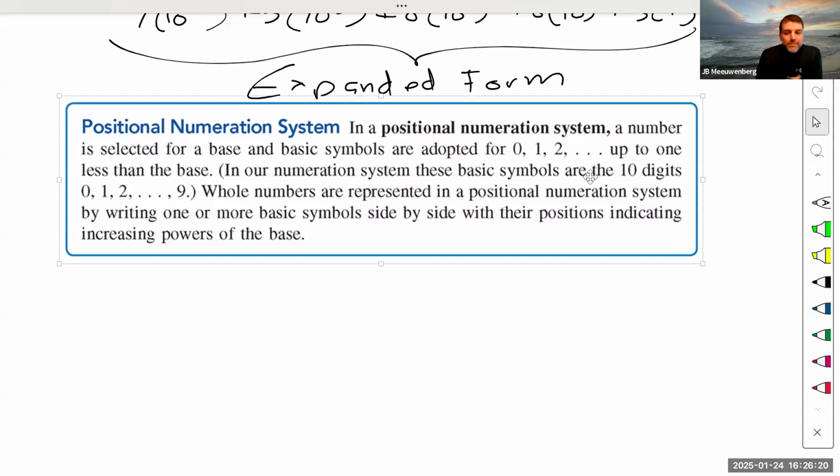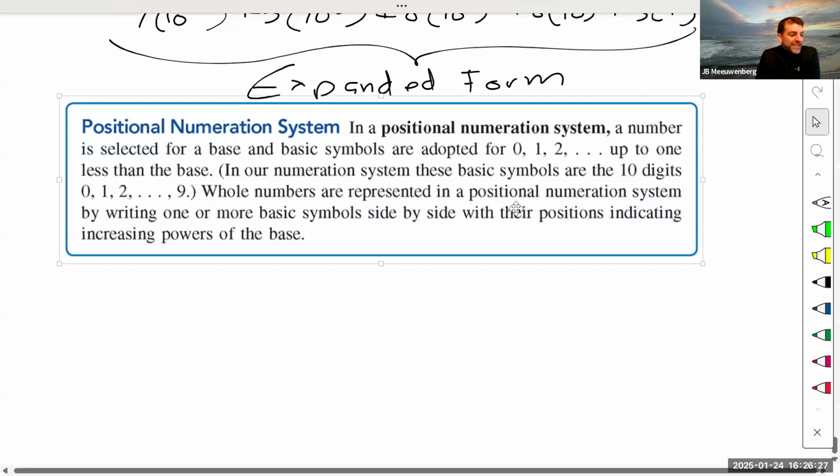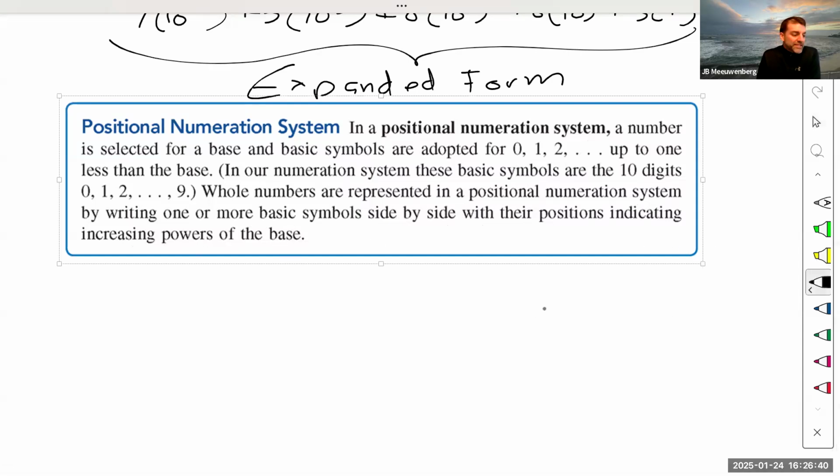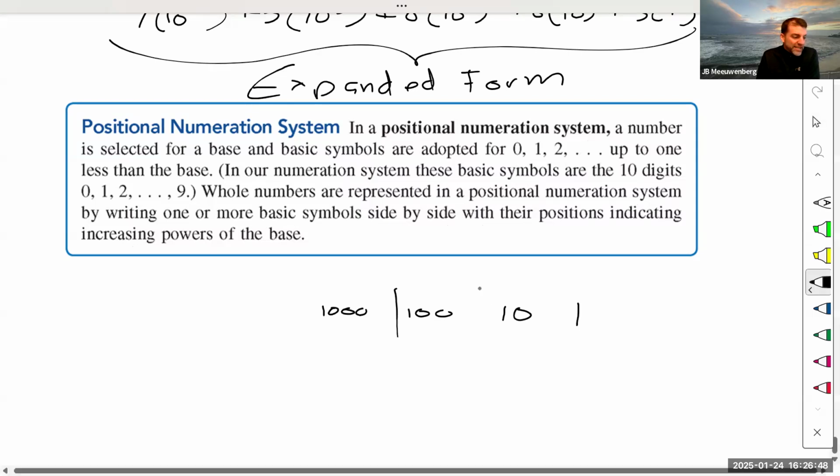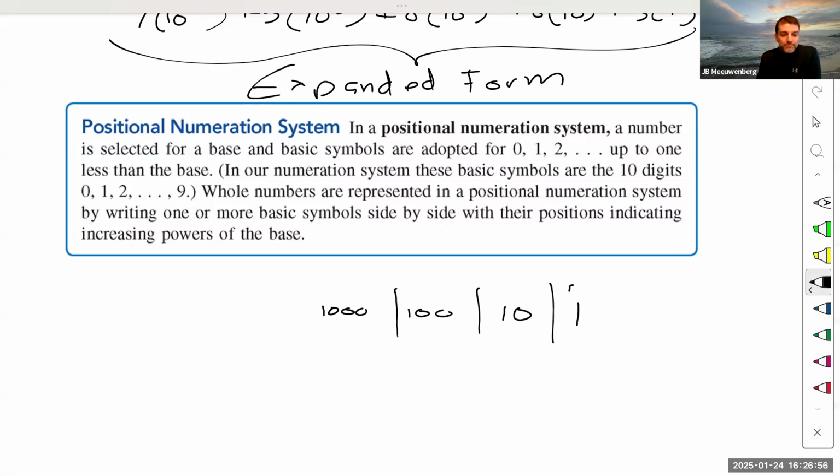If you were going to work in something like base 5, you would only use the numerals 0, 1, 2, 3, and 4. Whole numbers are represented in a positional numeration system by writing one or more basic symbols, our numerals, side by side with their positions indicating increased power of the base, right? So we have the ones position, the tens position, the hundreds position, the thousands position, right? It's kind of like each one has its own little column. So that's the definition of a positional numeration system.